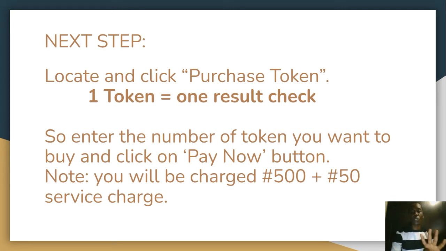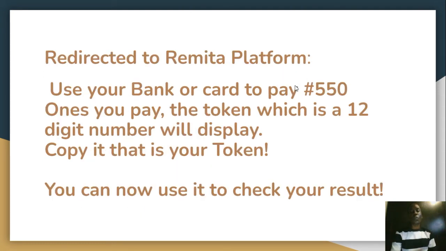If you want to check 4 results, then you need to buy 4 tokens, and one token will cost you 500 naira plus the 50 naira service charge which the internet provider will charge you. Once you click purchase token, you'll be redirected to a Remita platform, and with that Remita platform you can pay straight into NECO's consolidated account, either using your bank or your card.